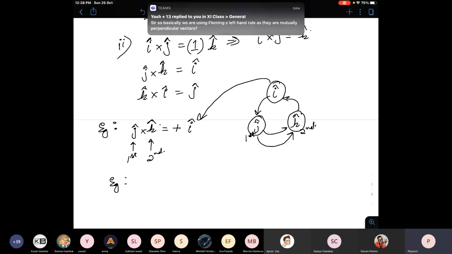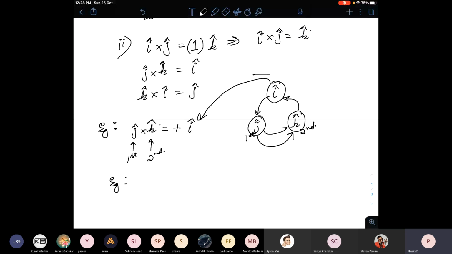Basically, you are using Fleming's left hand rule only, but you are representing it in terms of I cap, J cap, and K cap. So this is a bit better to understand for those who are unable to use Fleming's left hand rule. This is the new method, this is that method which I was talking about. It is basically the fundamentals only, the rules only. Just a better way to remember the directions.